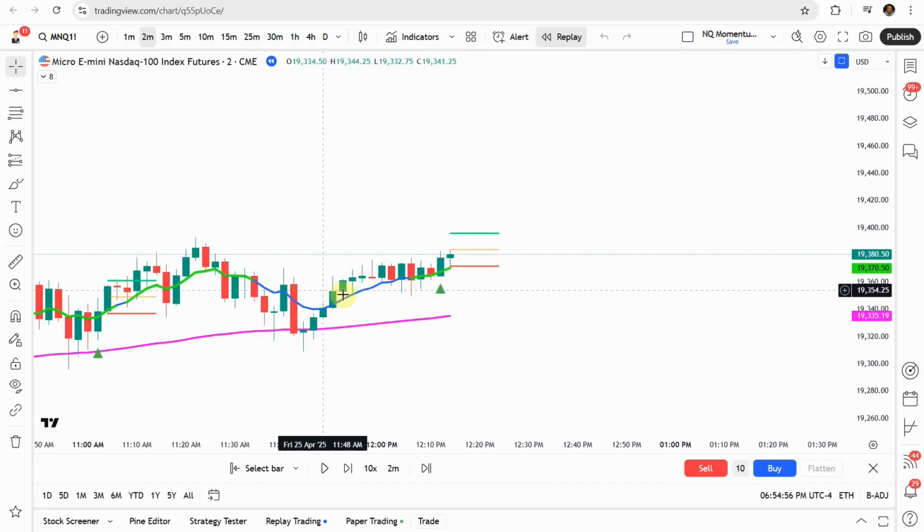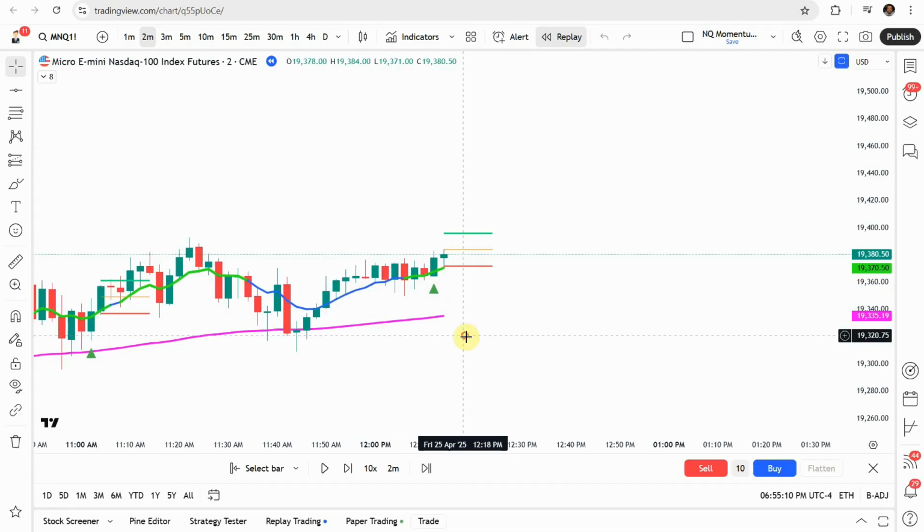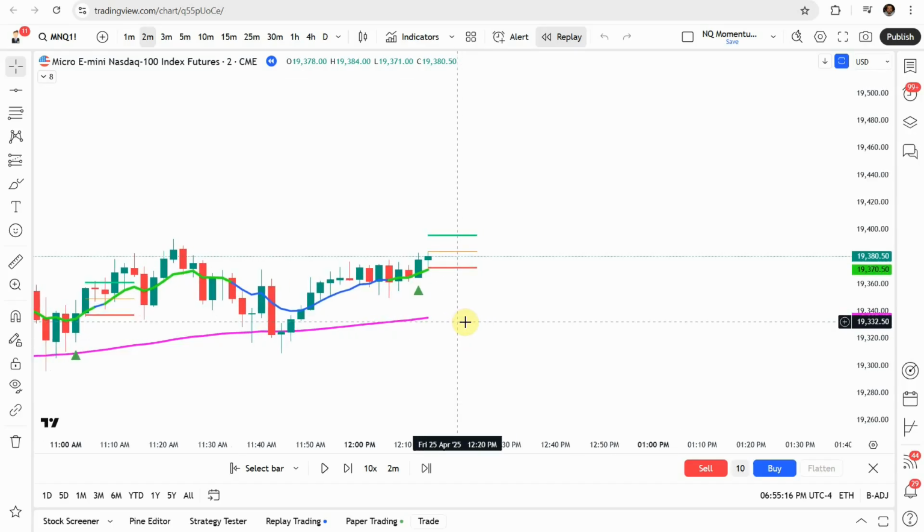Now, you can see here that we have one moving average and a separate moving average. This is a 100 period EMA. This is on the 2-minute chart. This has been optimized for the 2-minute chart. You could potentially use it on other time frames. It's up to you to play around with that and decide.